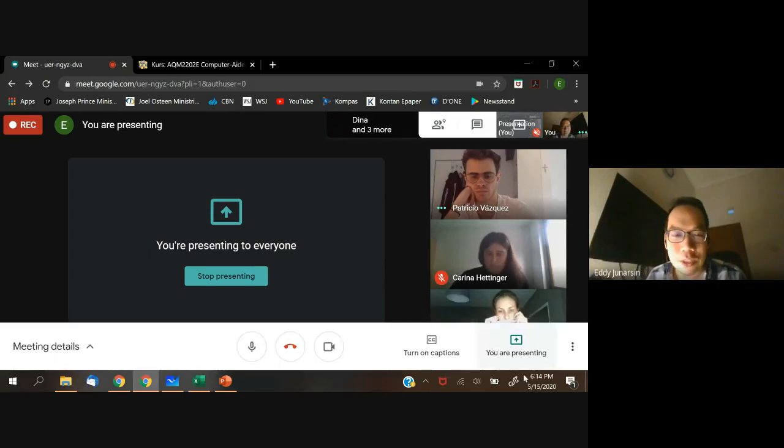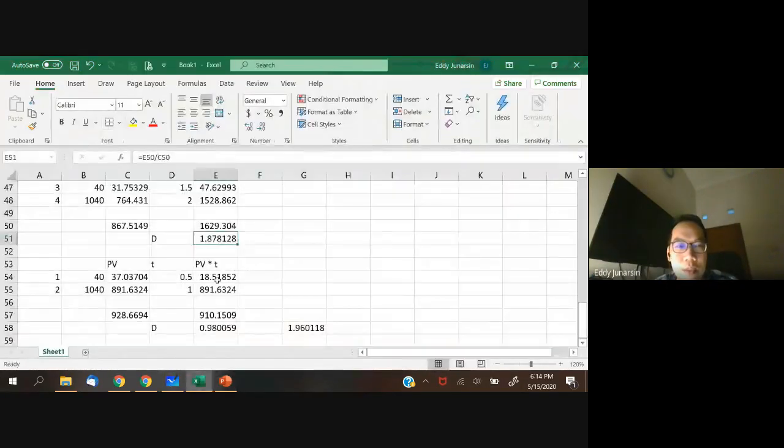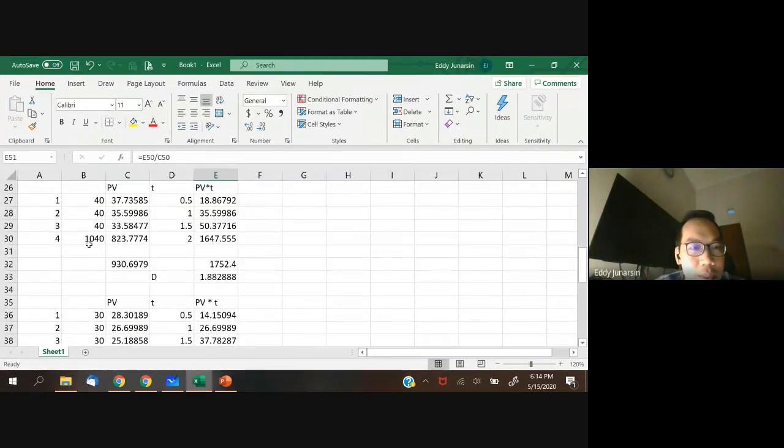So let's see the third one, right? The last one here. Duration decreases as the coupon rate increases. So, actually, the second one can be proved here. So we go back a bit, okay? The second one, let's see what examples.